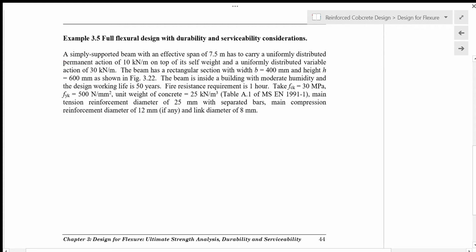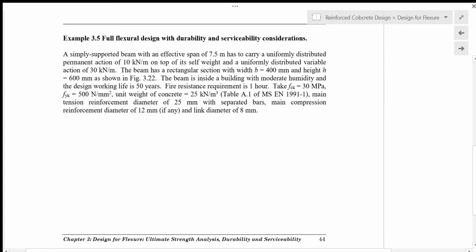So the question is that a simply supported beam with an effective span of 7.5 meter has to carry a uniformly distributed permanent action of 10 kN per meter length on top of its self-weight and a uniformly distributed variable action of 30 kN per meter length.